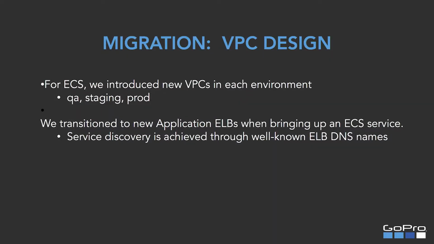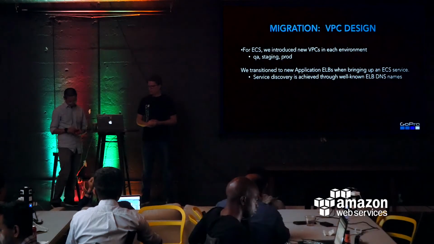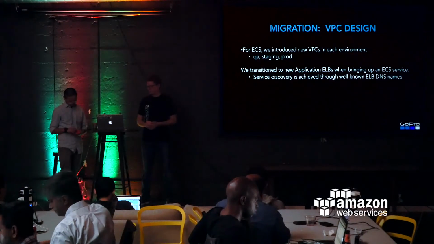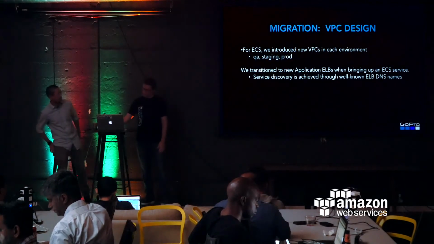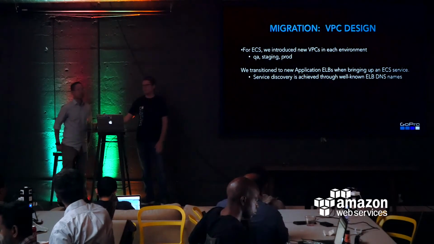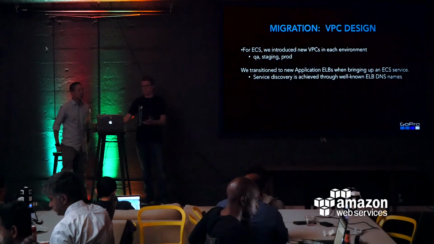Another big part of this, as I mentioned, was VPCs. We introduced new VPCs for every environment when we went to ECS. It made it really easy to segregate our QA, staging, and production environments. And we terraformed all of that, like I said. We also moved over to the new application load balancers. They were new at the time. So just a couple of easy wins that we got from this migration. I think it's always a good practice to look at the whole environment when you're going to migrate to something like a new platform.